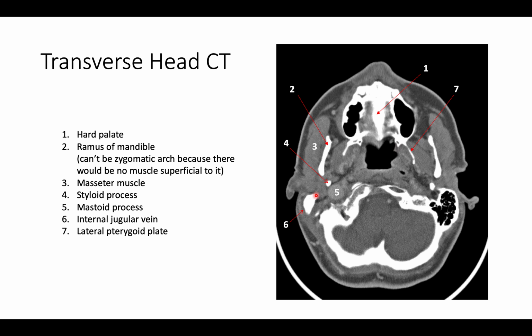Number 6 is the internal jugular vein. It's bright white because it's got blood. And right here is number 7. That's the lateral pterygoid plate. So probably the medial would be here. So we've got the lateral and medial pterygoid.